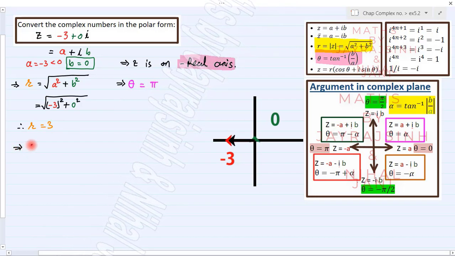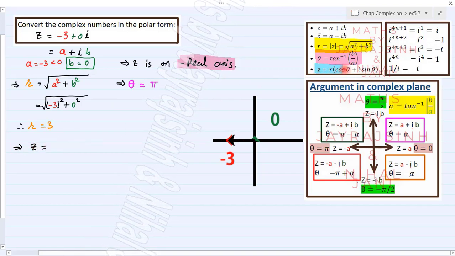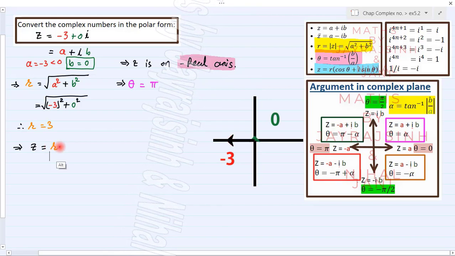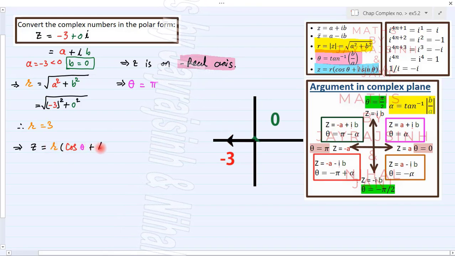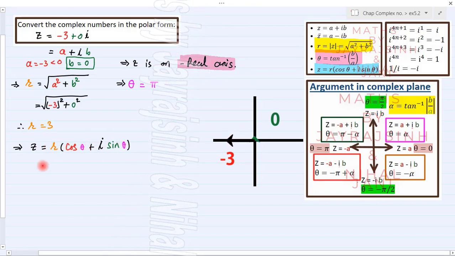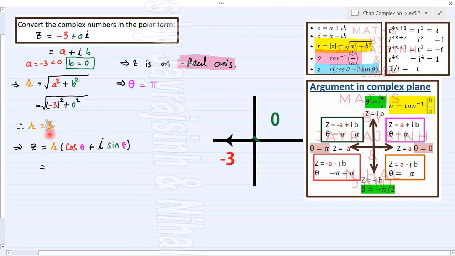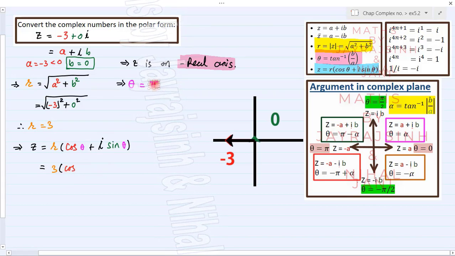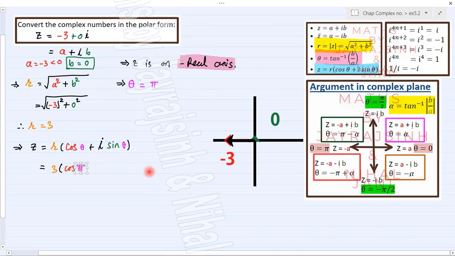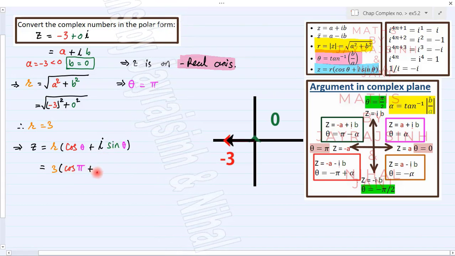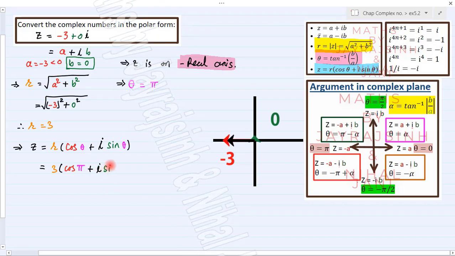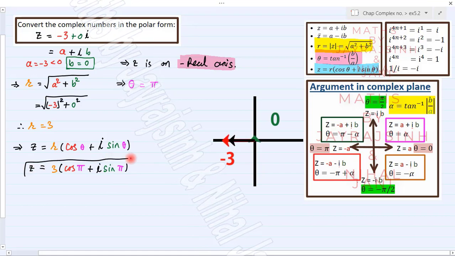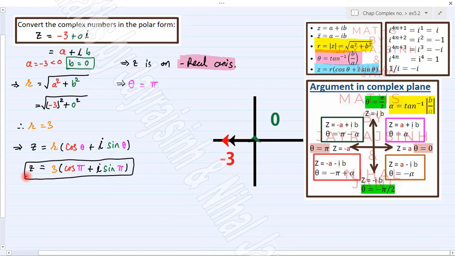So we are ready to convert our complex number into the polar form, which is r into cos theta plus i sin theta, where r is 3 and theta is pi. So you'll get cos pi plus i sin pi. So tada! We get the polar form of our complex number.